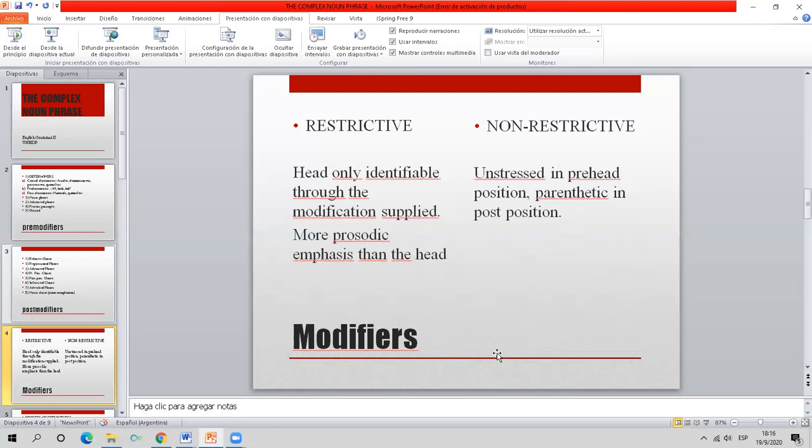Okay, but my examples, once again, used relative clauses, but we could talk about something else. If you say the house on the hill is very old, that on the hill is helping you identify which house I'm talking about. But you could also say something like, my mother in tears decided to leave. In tears would be non-restrictive modification.